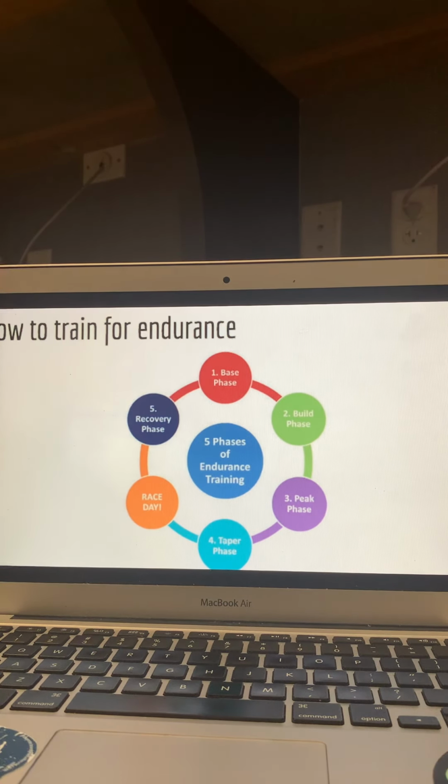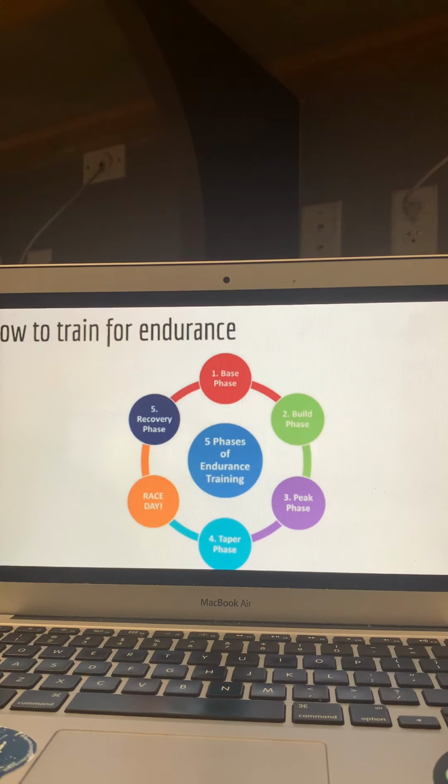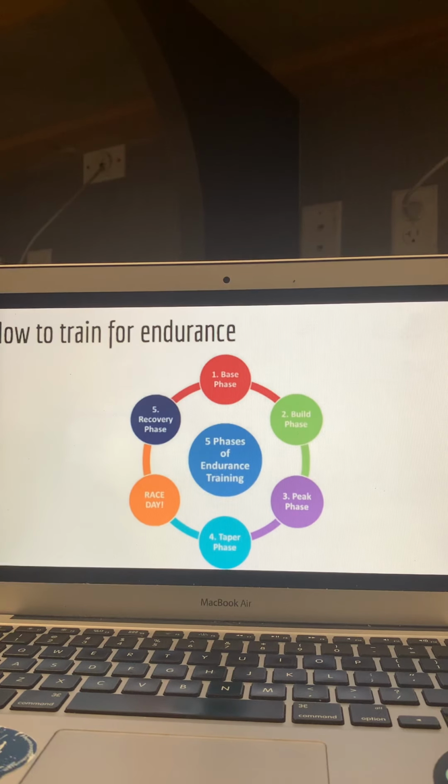So how do we train for endurance? There are 5 total stages of endurance training. Phase 1 is the base phase, so it's about 4 weeks to 6 months. It builds aerobic conditioning and improves cardio and muscular endurance. It's the adapting phase from going from no endurance training to entering the phase of endurance training, and it just keeps on building after that phase.